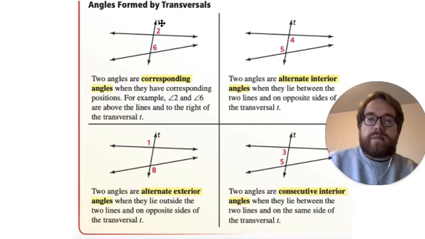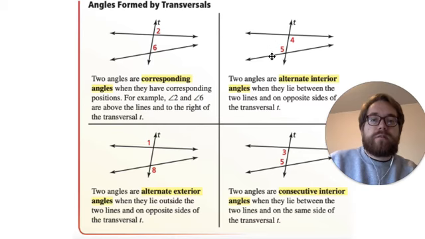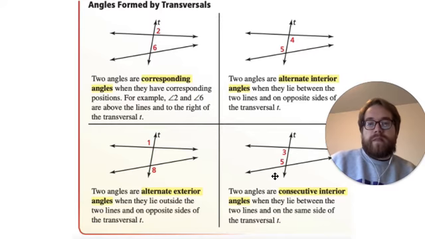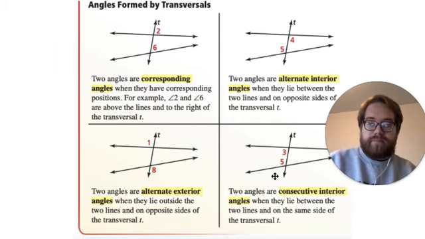And the numbers are indicating which angles we're particularly talking about. So 2 and 6 here are corresponding angles, 4 and 5 are alternate interior, 1 and 8 are alternate exterior, and 3 and 5 are consecutive interior. So those are the four different angle relationship types that we looked at last time.